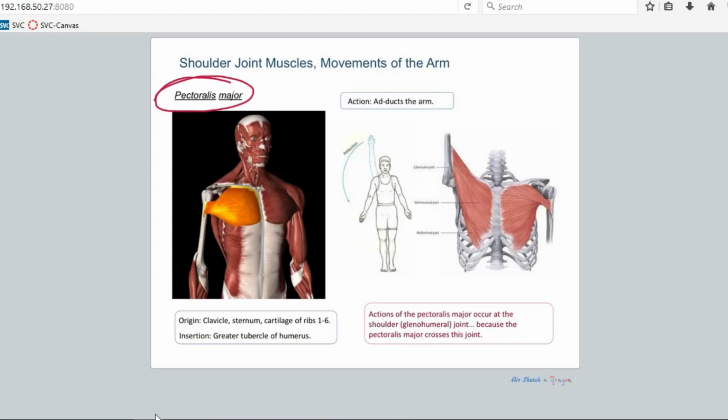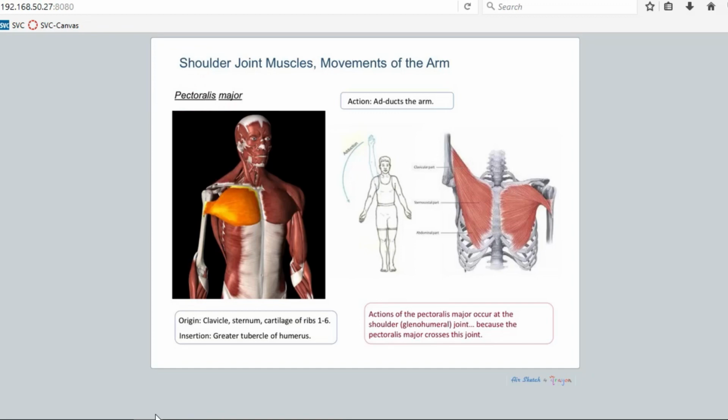Okay, so here's the pectoralis major. If there's a pectoralis minor, that implies that there's a pectoralis major. And the origin is on the clavicle, on the sternum, and also the ribs as well. And then the insertion is on the humerus here. Okay, so these muscles are crossing the shoulder joint. They're moving across the shoulder joint. And when a muscle moves across a joint, it's going to result in action at that joint.